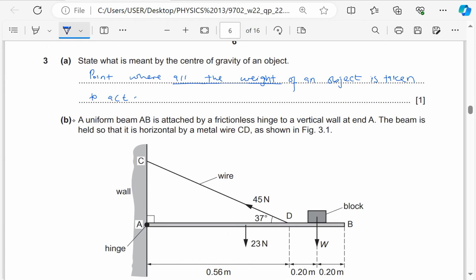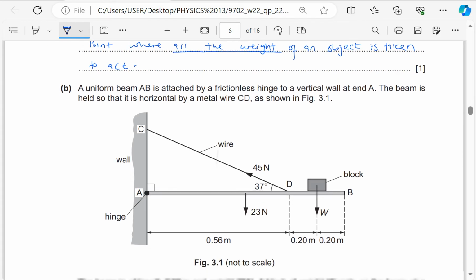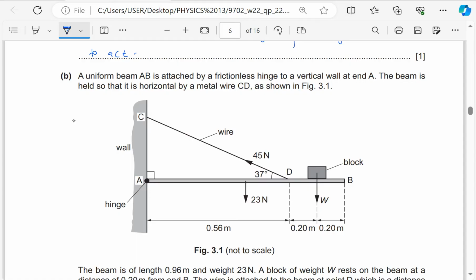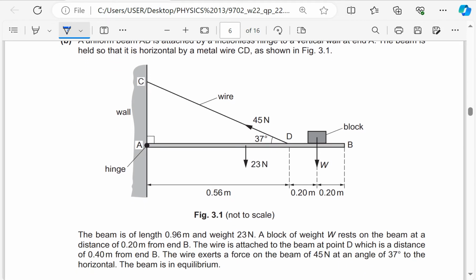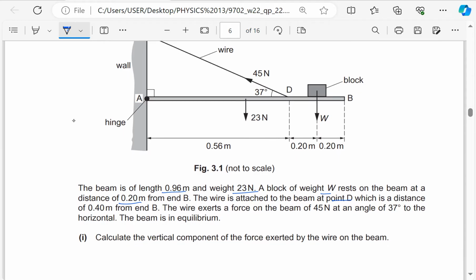A uniform beam AB is attached by a frictionless hinge to a vertical wall at end A. The beam is held so that it is horizontal by a metal wire CD as shown in the figure. The beam is of length 0.96 meters and weight 23 newtons. A block of weight W rests on the beam at a distance of 0.2 meters. The wire is attached to the beam at point D, which is a distance of 0.4 meters from end B. The wire exerts a force on the beam of 45 newtons at an angle of 37 degrees to the horizontal. The beam is in equilibrium.